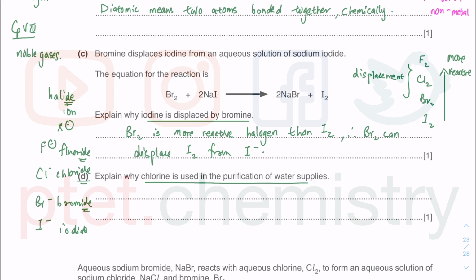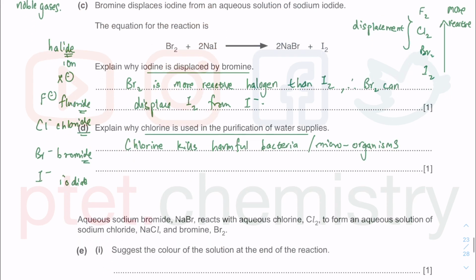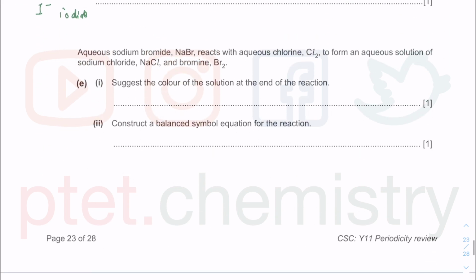Why is chlorine used in the purification of water supplies? So what does chlorine do? Chlorine kills harmful microorganisms or harmful bacteria, whichever word you like. Just make sure you can spell them, and make sure you go straight to the point. So chlorine can kill harmful bacteria and microorganisms, therefore it can sterilize water supplies or make them safe for drinking. On to the next question.